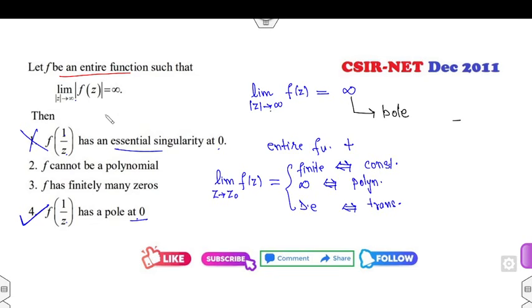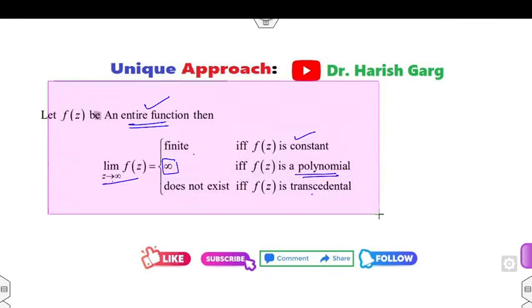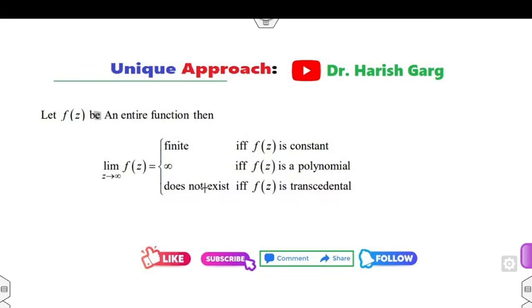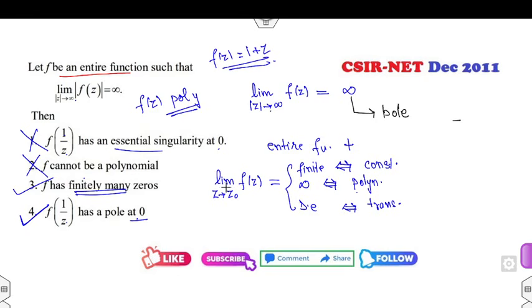Now you can see that the function f(z) is a polynomial. So f cannot be a polynomial, cancel. Once it is a polynomial, how many zeros are there? Finite zeros always. Any polynomial you can choose, say 1 plus z, clearly has a finite number of zeros. Make sure you remember my shortcut tricks. It's a very simple trick. I have used only one method. This is the first method.